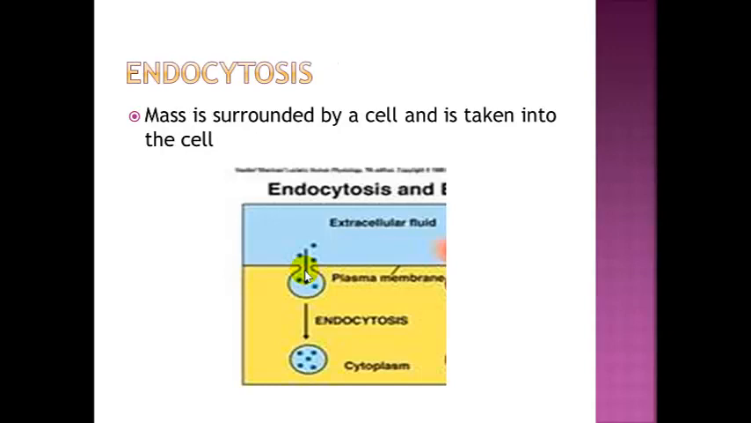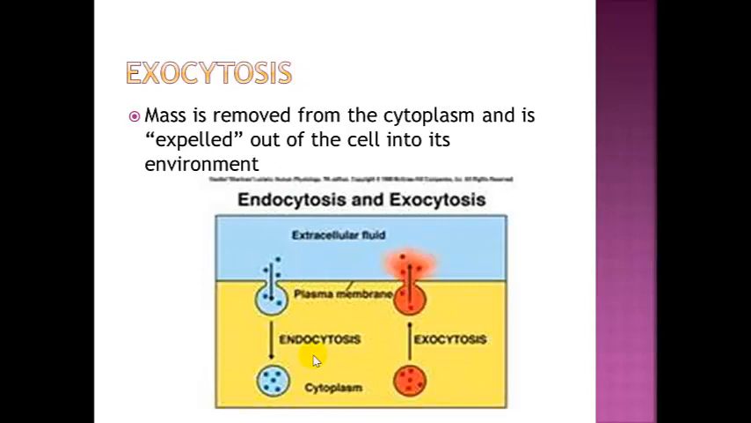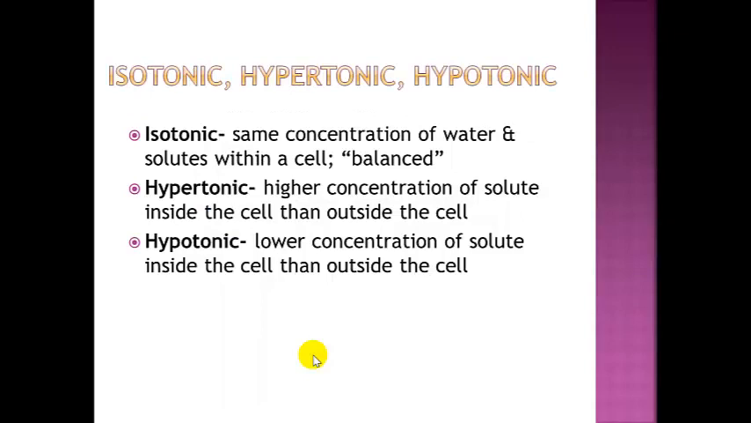All right, here's just an example of endocytosis and exocytosis. So if something needs to get in, you see the arrows, then the cell membrane kind of opens up right here and allows those things in. And once they get in, the cell membrane pretty much reattaches itself and closes up like this. Okay. So mass is surrounded by a cell and is taken into the cell. And exocytosis is pretty much the opposite. When things need to get out of the cell, the mass is removed from the cytoplasm and is expelled out of the cell into the environment.